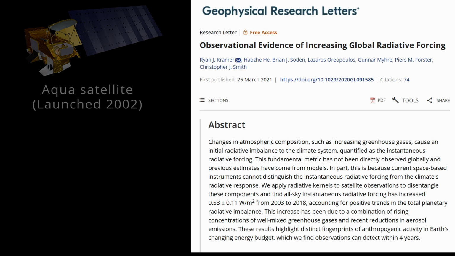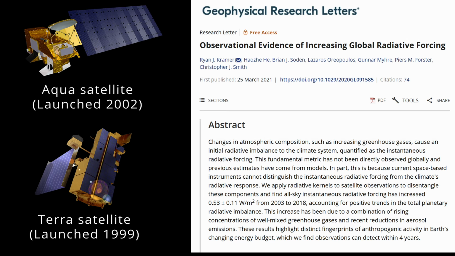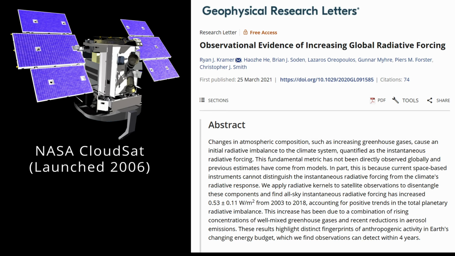Now, the satellites they use are not new. They use the same Aqua satellite we saw with Chapman 2013 and a few others, as well as the Terra satellite, but they combined it with real-world data from CloudSat, another satellite. So they used this radiative kernel technique to essentially peel away other influences on the changes in outgoing long wave and isolate just the radiative forcing from CO2 specifically. And they found it increased.